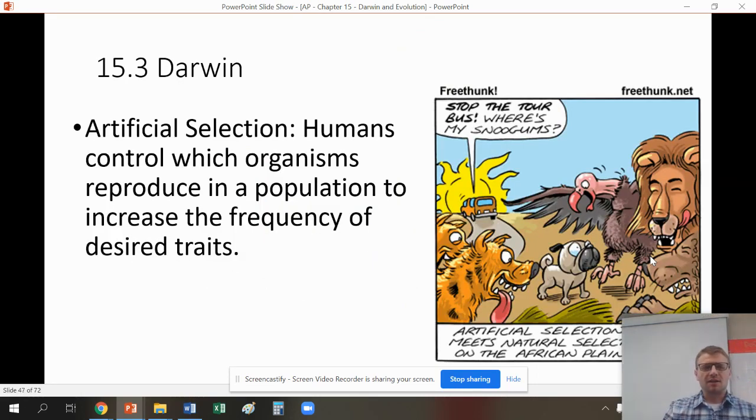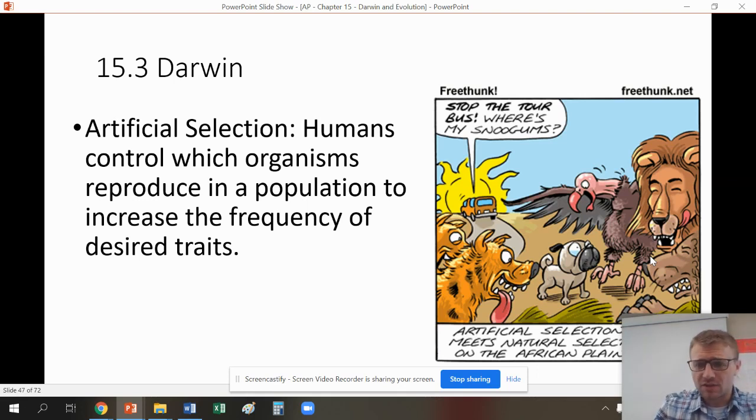All right, so another concept that Darwin saw was artificial selection. He actually saw this while gaining, again, more evidence for his theory of evolution. And this is how humans control certain species and either allow them to reproduce or don't allow them to reproduce. We see this a ton in agriculture. We see this obviously in cats and dogs.